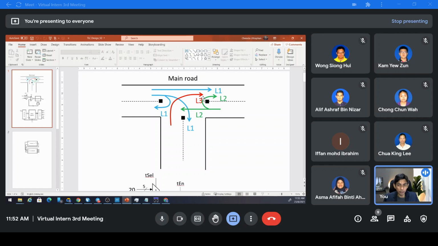So the normal sequence is quite complicated compared to this, where, for example, you already have two lights for this flow L1, where this one is red, this one is still green. But we use a simple one first, all right? Of course, your project is more complicated.